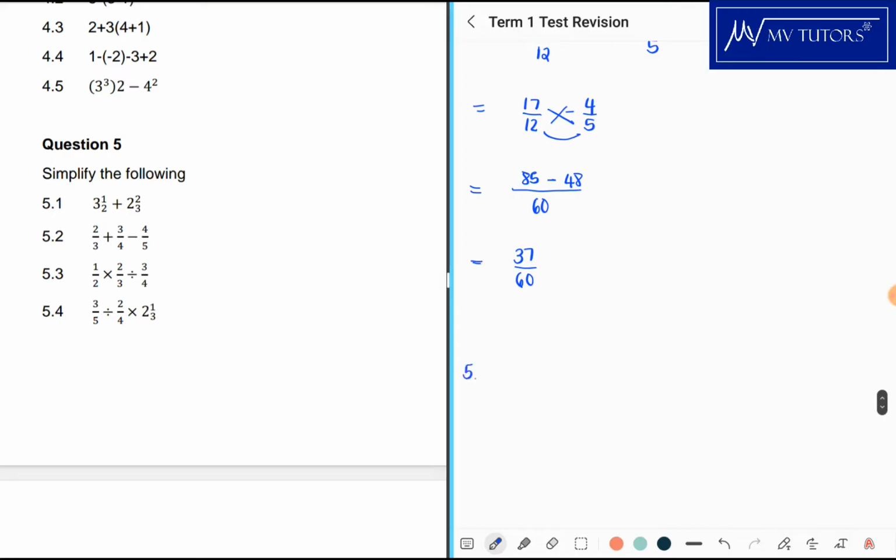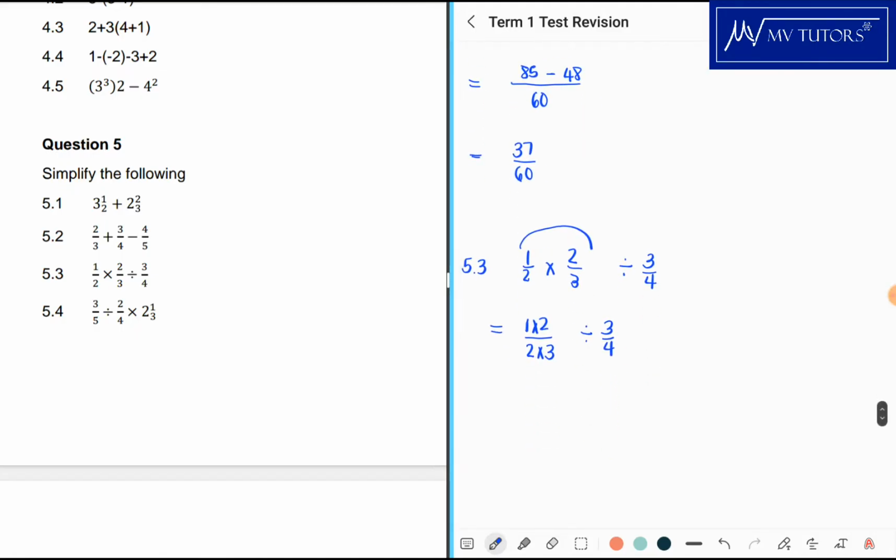Now let's go to 5.3. We have a half. Oh, I love it when we multiply. A half multiplied by 2/3 divided by 3 over 4. So let's first start with the first two fractions. Remember, when you multiply fractions, we multiply the numerators and then we multiply the denominators.